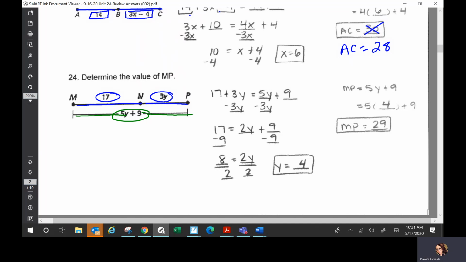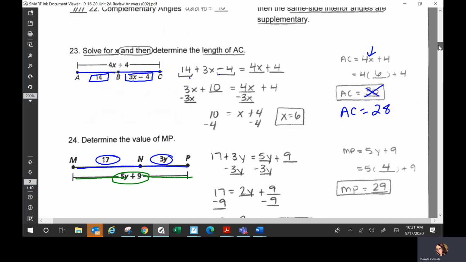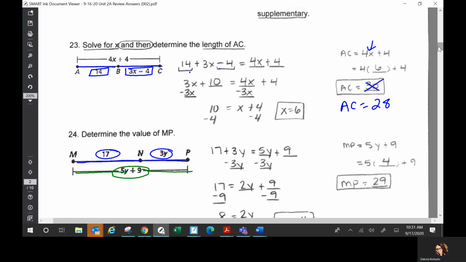Okay, so how did we get AC? Well, what did the problem tell you AC was? It says AC from A to C is 4x plus 4, right? When you solve for x, we found that x is 6. So then you just plug in 6 here. 4 times 6 is 24. 24 plus 4 is 28.